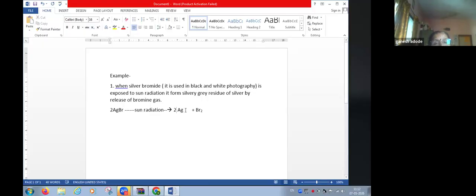And this Ag is formed in the solid state, so I'm going to write that down here. Ag is deposited in the form of a solid, and bromine is released in the form of a gas.